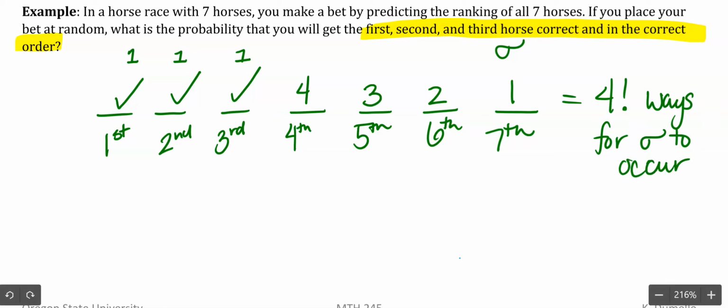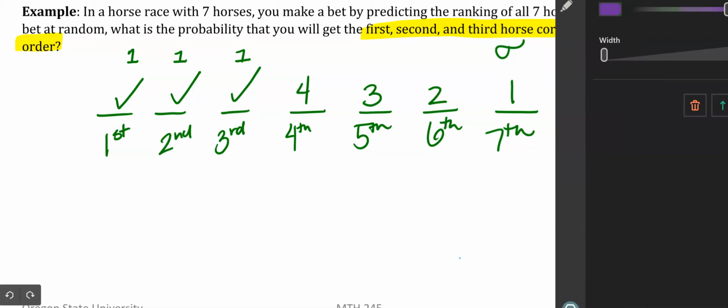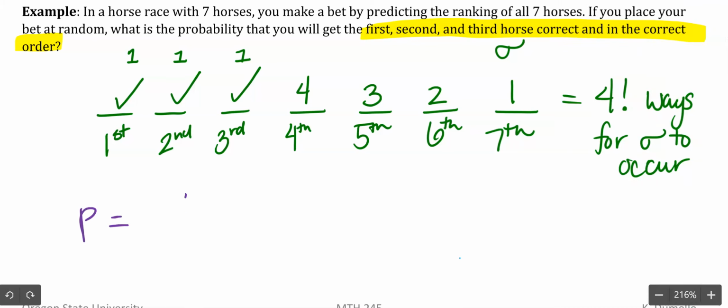Now that's going to become the numerator of our probability calculation. So probability is equal to 4 factorial, and now we have to determine what's our denominator. What are the total possible outcomes or total possible arrangements for these 7 horses and how many ways they can finish the race? So saying that we didn't get any of them correct, we're not asking for any certain event. If we just arrange these 7 horses in 7 places, that would be 7 factorial different ways.